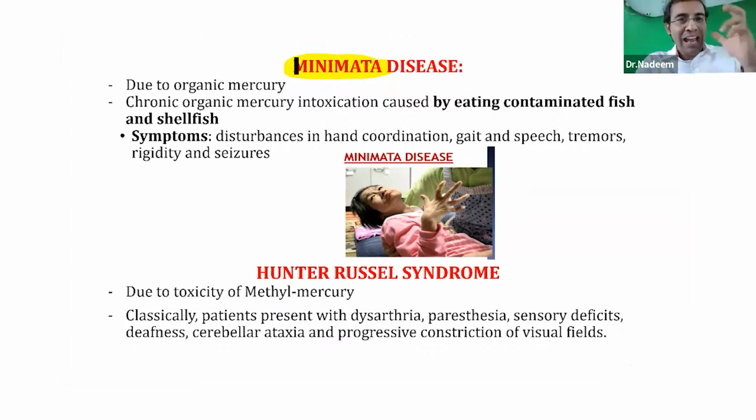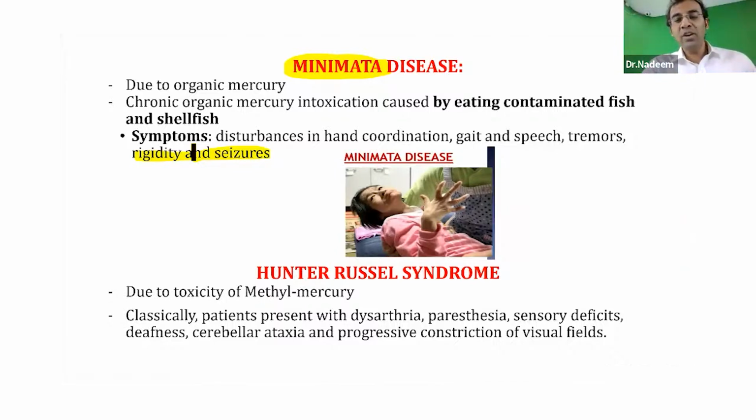So now everyone used to have what? There was a problem in hand coordination, speech problem, gait problem. Sometimes they used to have rigidity and seizures. These are Minamata disease. That is also because of mercury poison. Okay, Dr. Sashi. Right now? Fine, I hope this is clear, right? So Minamata is the name of the place.